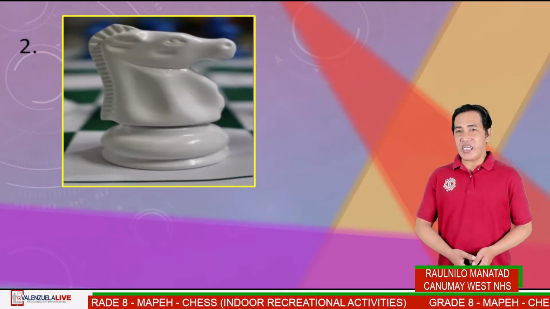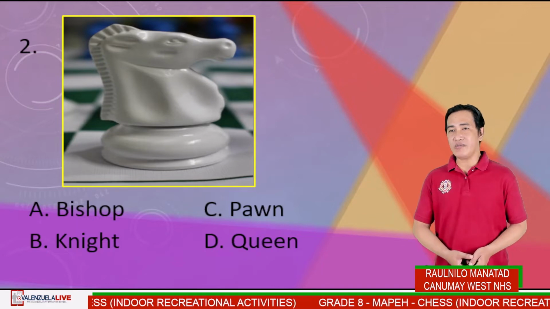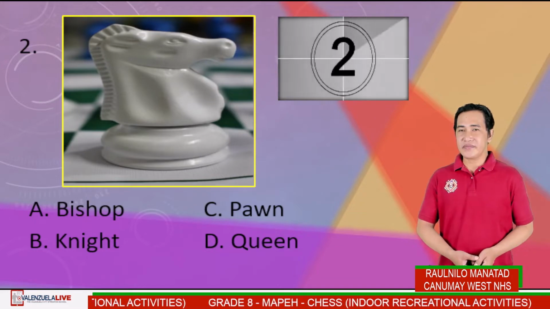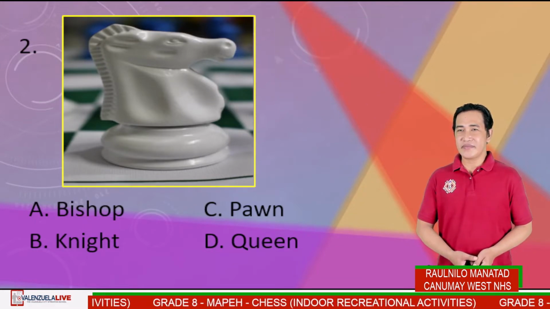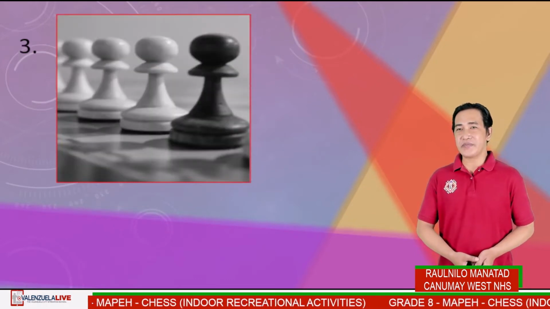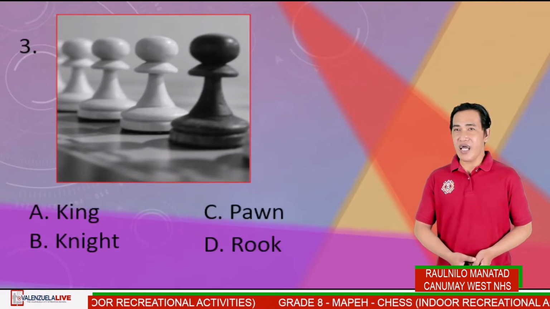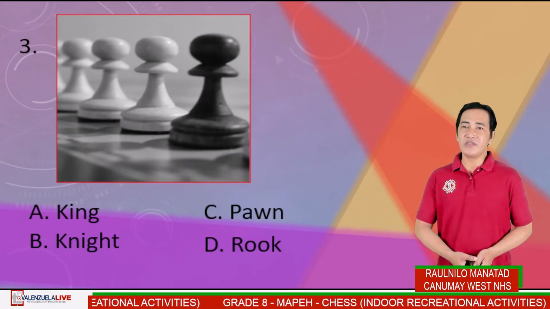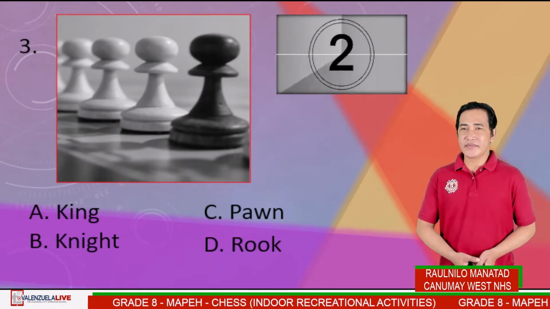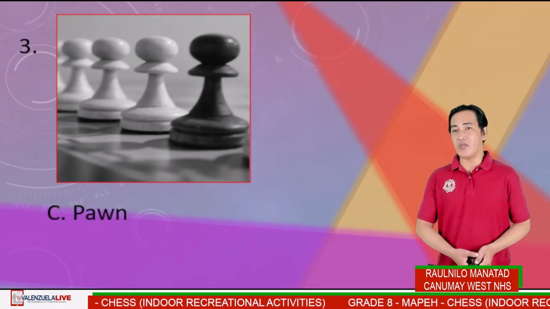What chess piece is this? A. Bishop. B. Knight. C. Pawn. D. Queen. B. Knight is correct. That's coming along nicely. This piece is called A. King. B. Knight. C. Pawn. D. Rook. You're doing a good job. This is pawn.